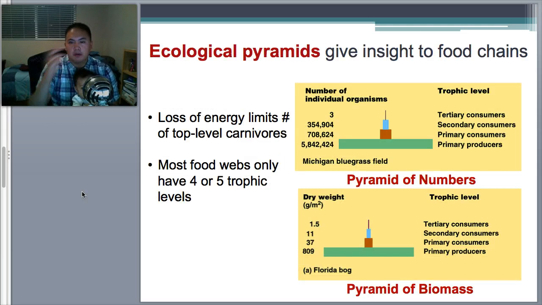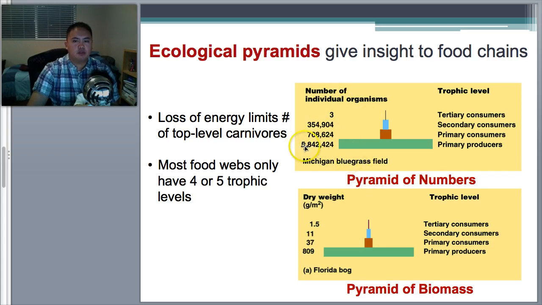So an ecological pyramid sort of also gives insight to food chains. This is examples of some pyramids. Loss of energy limits the number of top-level carnivores. So we talked about this in the previous chapter, but depending on how much energy your ecosystem has, it tells me how many carnivores you're allowed to have. So for example, this one says number of individual organisms. This is a pyramid of numbers.